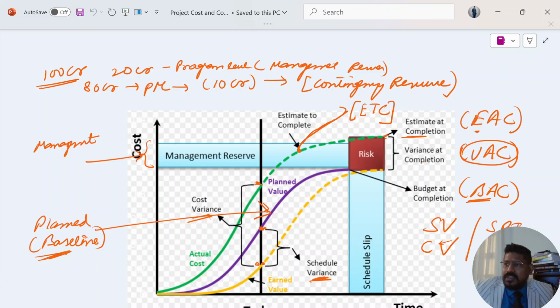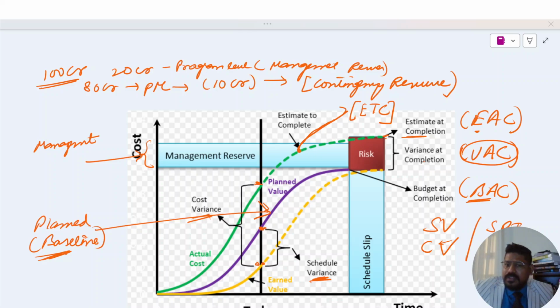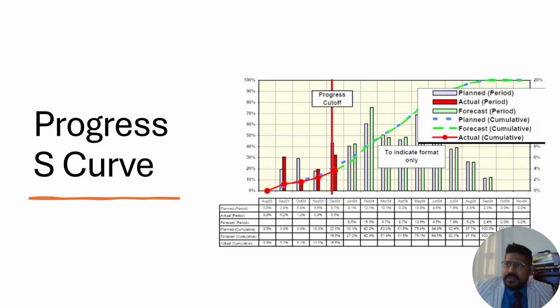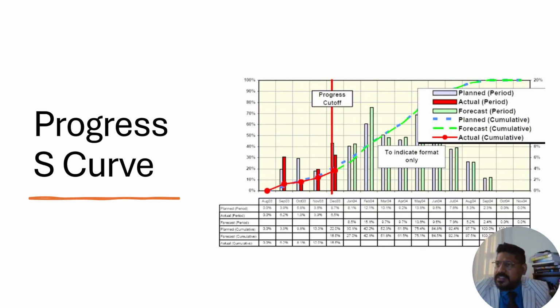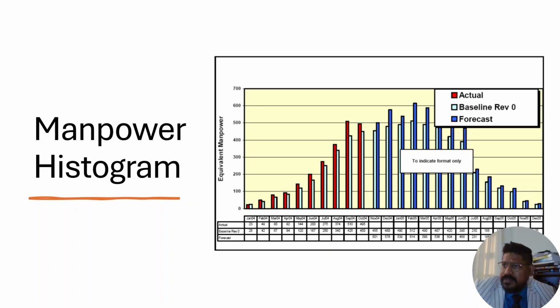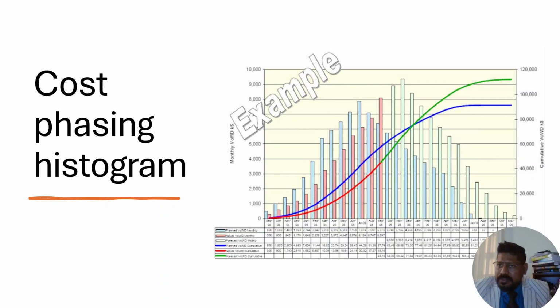This is how, okay, let me minimize that again. This is how we discussed this graph. This is how the project progress S curve looks like: planned period, actual, forecast, planned cumulative, forecast cumulative, actual cumulative. Then you have manpower histogram, actual, baseline, forecast, cost phasing histogram.